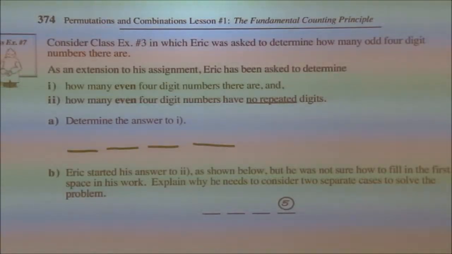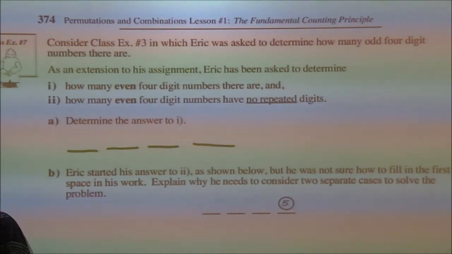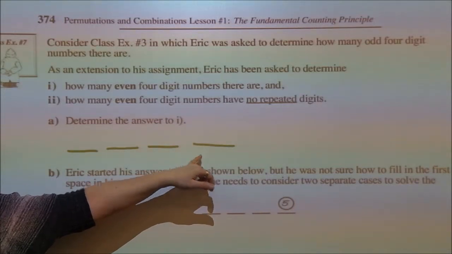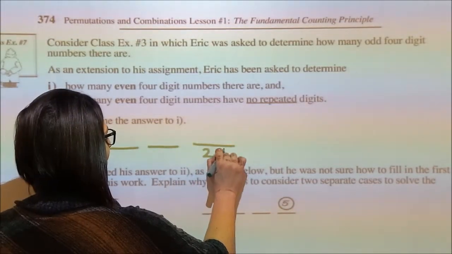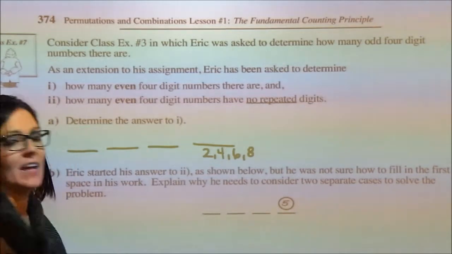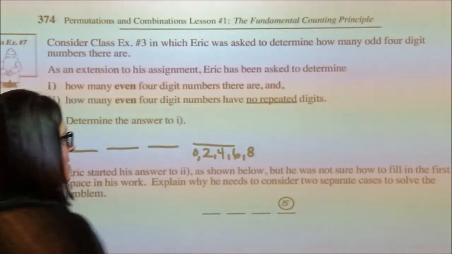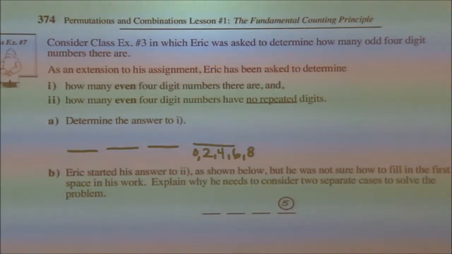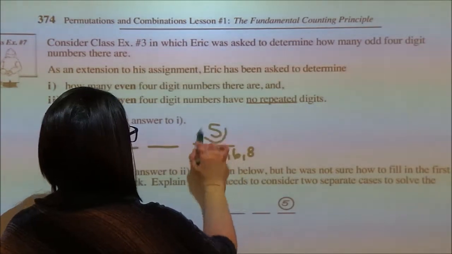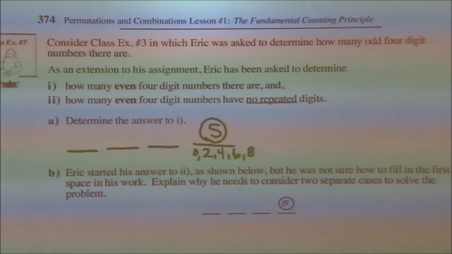So if we're determining an even digit, where does my first restriction happen? The last digit has to be 2, 4, 6, 8. Or 0? So how many choices do I have for the last digit? We have 5. I have 5 choices. Okay? What about my first digit?